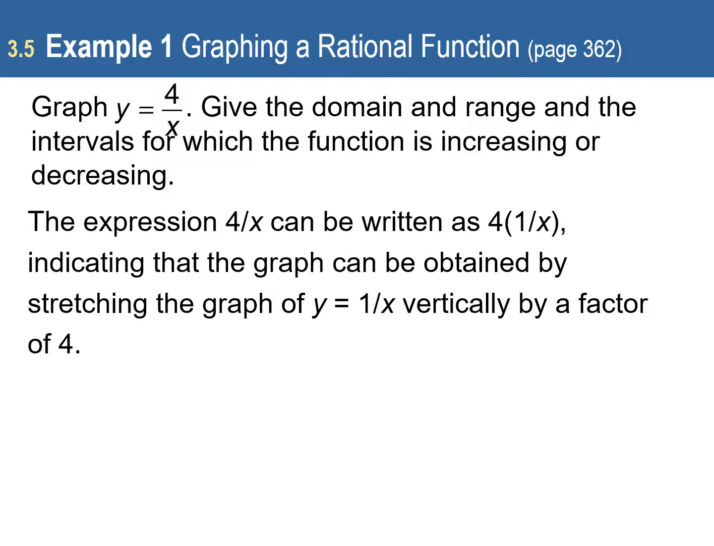So if I wanted to graph y equals 4 over x and give the domain and range and where it's increasing or decreasing, we can rewrite 4 over x as 4 times 1 over x. So it's stretching y equals 1 over x vertically by a factor of 4. So it still has the horizontal asymptote of y equals 0 and the vertical asymptote of x equals 0.